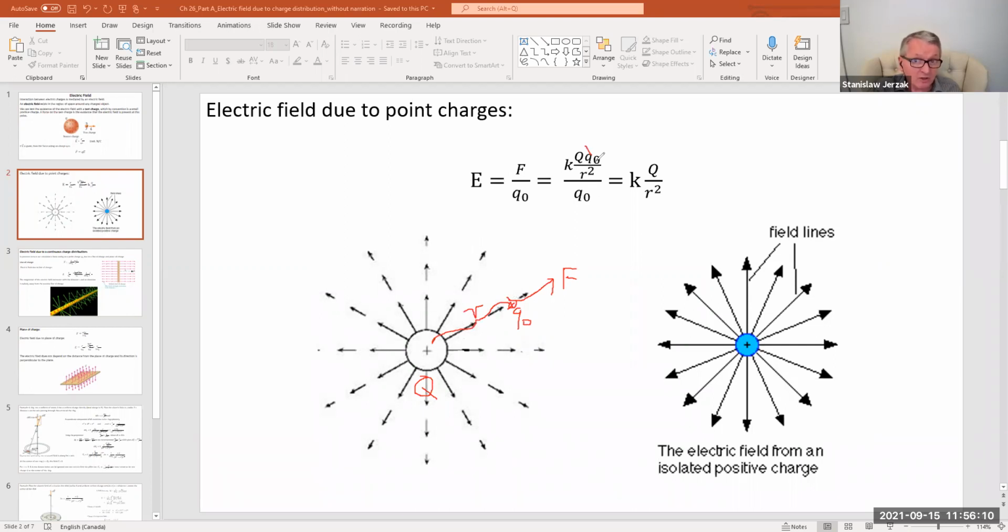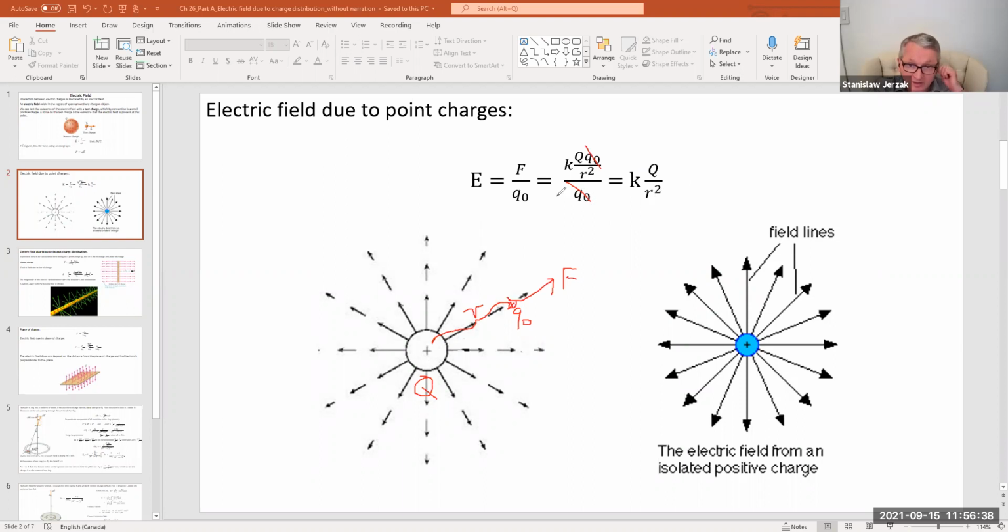So as you see, Q0 cancels. And then electric field is equal to K, capital Q, which is the source of that electric field, divided by R squared. So this would be electric field at that point where I put the charge Q0. So as you see, electric field is independent of Q0. That will be always the case. Q0 is only needed for the definition, but electric field is independent of Q0.